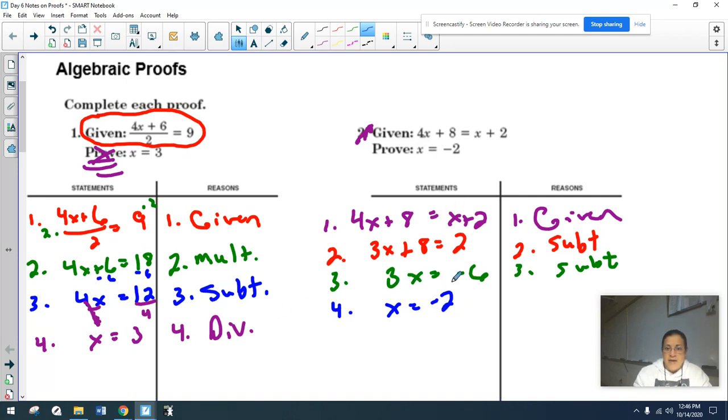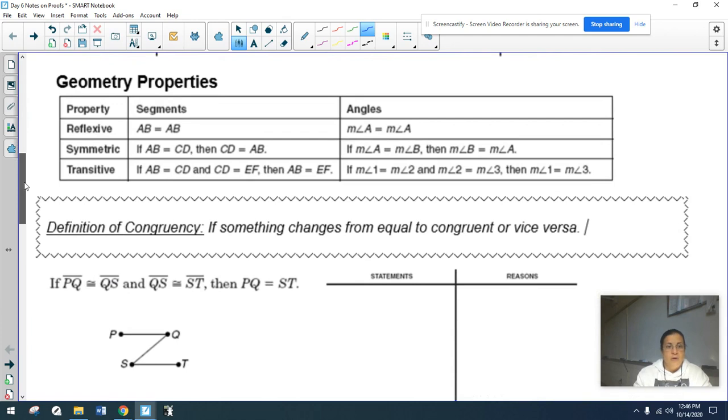And then what you did to get the x alone was you divided both sides by 3. So this would be the division property of equality. Okay, you got to where we were supposed to be. We got to the proof part. You're done. So a couple of properties that you may have forgotten or maybe didn't learn in Algebra 1, I don't know.